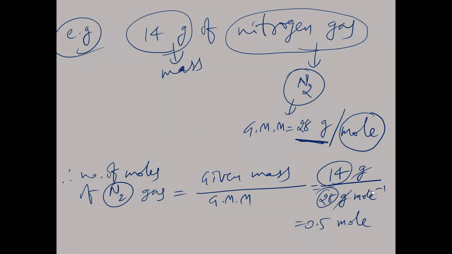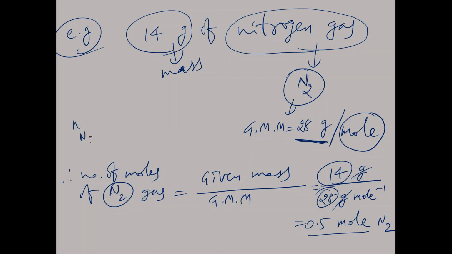So 1 by 2, this mole inverse will go up. So 0.5 mole nitrogen we get. Like this, given mass by gram molecular mass we can get. Otherwise, what is the formula here from the ideal gas equation? Number of moles of nitrogen gas.